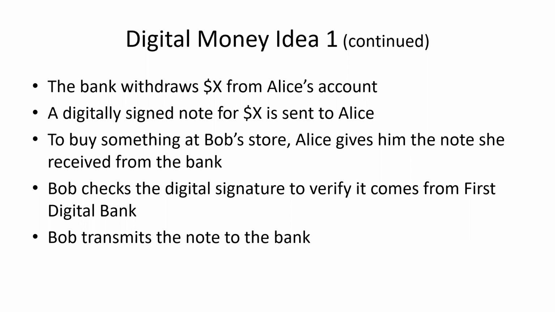So she goes to Bob's store. Alice gives Bob this signed note. Bob checks the digital signature to make sure it comes from the First Digital Bank of Greensboro. It checks out, okay, this is valid. It comes from the bank. Bob transmits that note to his bank.